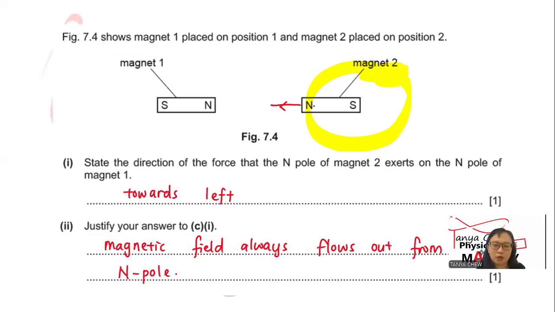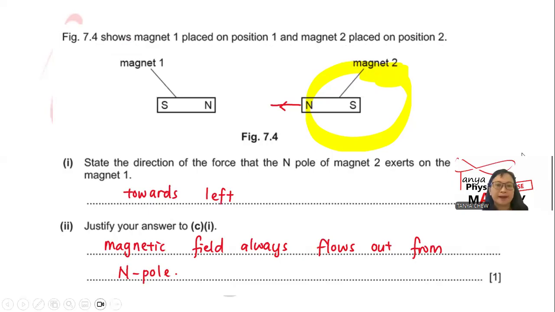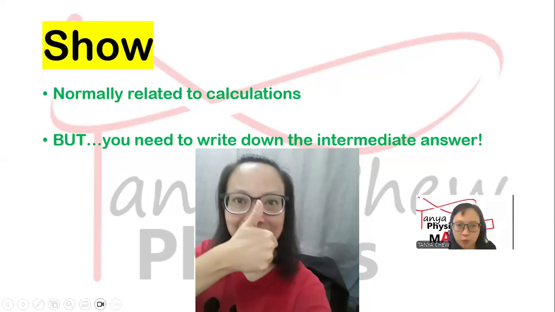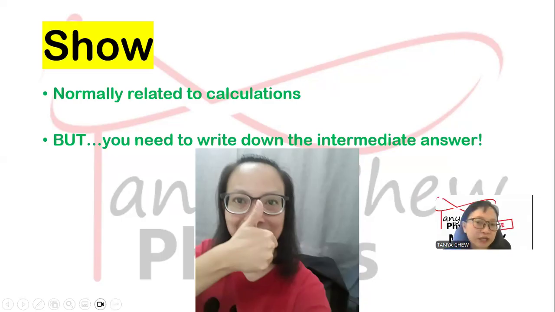And justify your answer. Why do you say so? It is due to the magnetic field always flowing out from the North Pole. Next, show. Most of the students, when asked to show something, don't have to draw. Normally, a show question is related to proving some formula or maybe some calculations. You need to show you get this value. But you have to bear in mind as well, you need to write down the intermediate answer. What do I mean by intermediate answer?